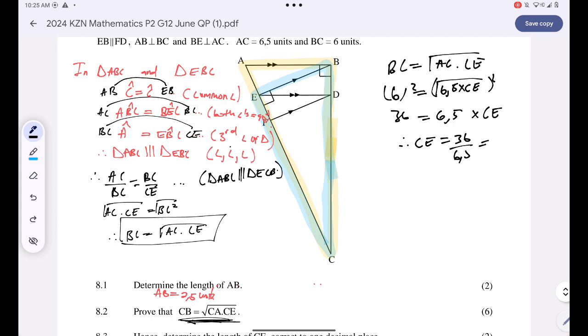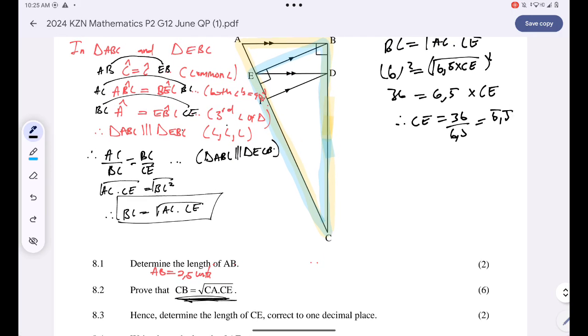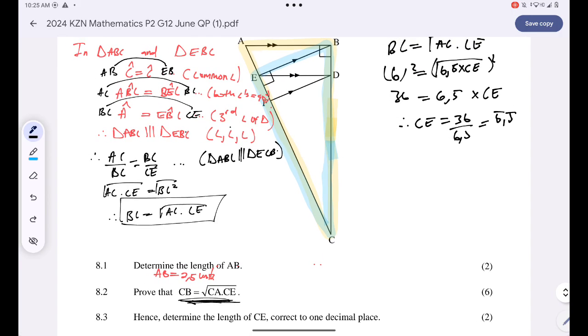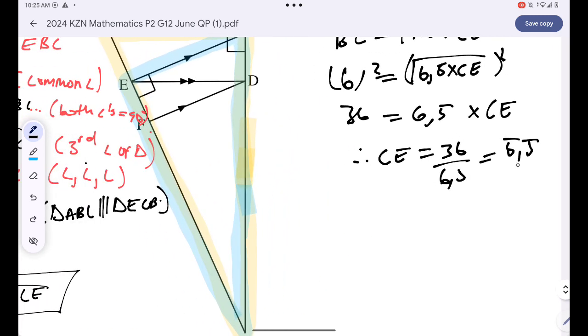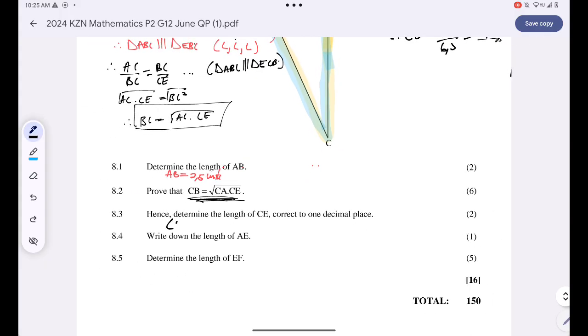36 divided by 6,5. This will just give me 5.5, because I was told to round off the answer to one decimal place, right? The answer is 5.5386. But since we're supposed to round off to one decimal place, that means CE is equal to 5.5. The length of CE is just equal to 5.5.